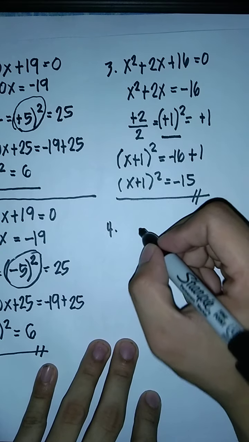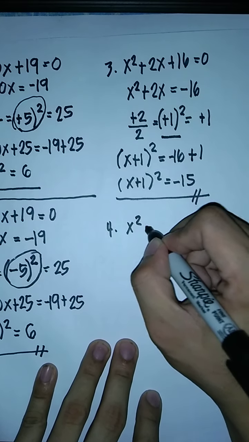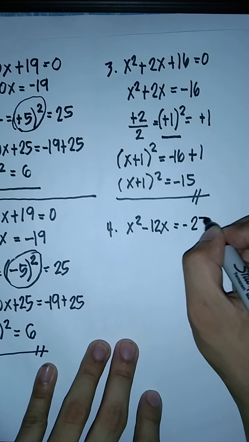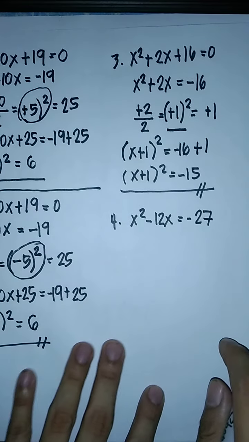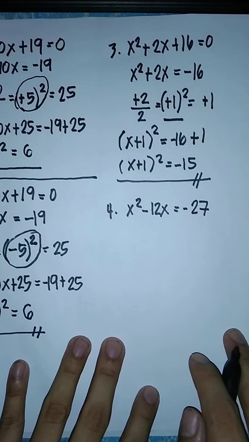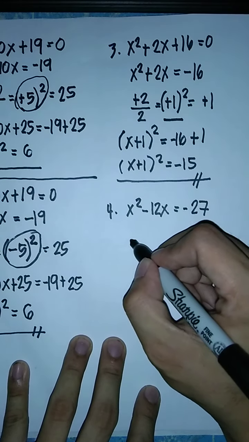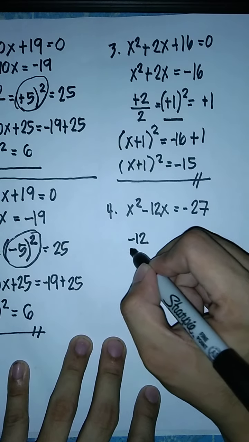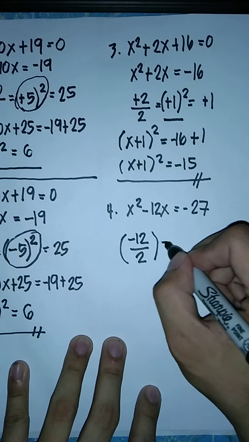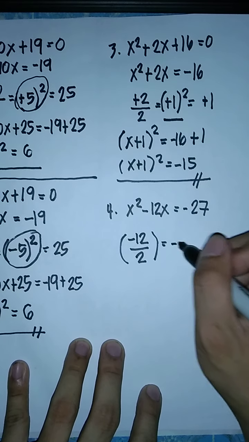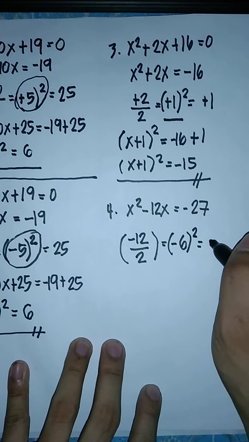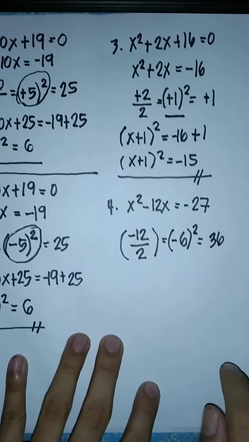Okay. Let's have number 4. Sa ating number 4, we have x squared minus 12x is equal to negative 27. So again, atin lang kokopyahin yung ating second term with its sign. So we have negative 12 divided by 2 and that is equal to negative 6. And negative 6, ating siyang i-squared, we have positive 36.